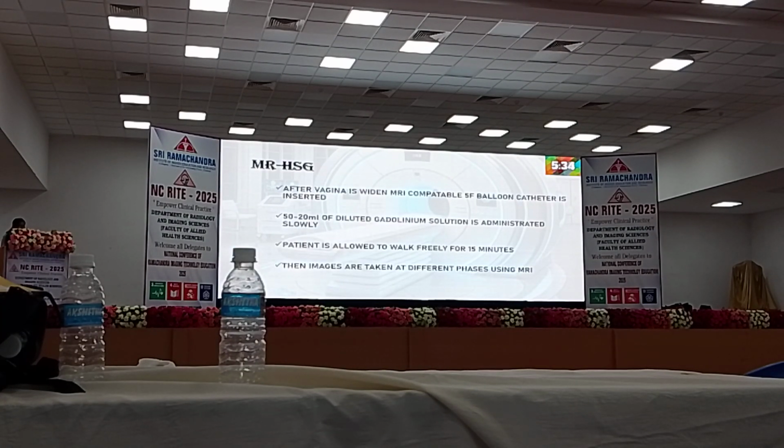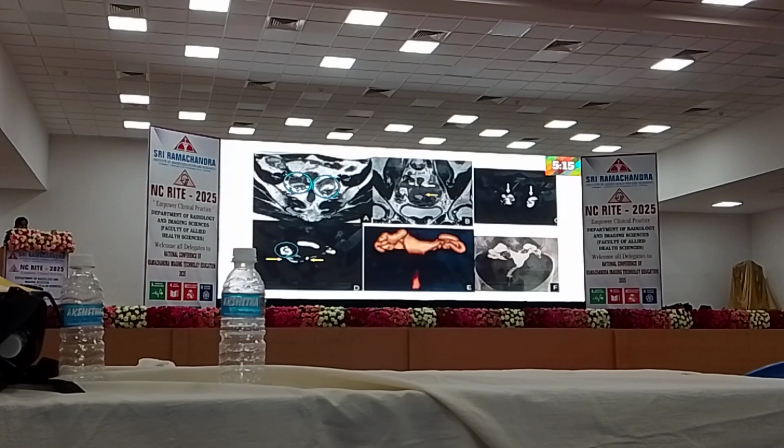In the MRI method, after widening the vagina, a 5F balloon catheter is inserted and 20 to 50 ml of gadolinium solution is administered slowly, and then the patient is walked freely for 15 minutes for even distribution of the contrast media throughout the uterine cavity. Then the images are taken at the different phases using the MRI unit. These are the images taken using the MRI unit.